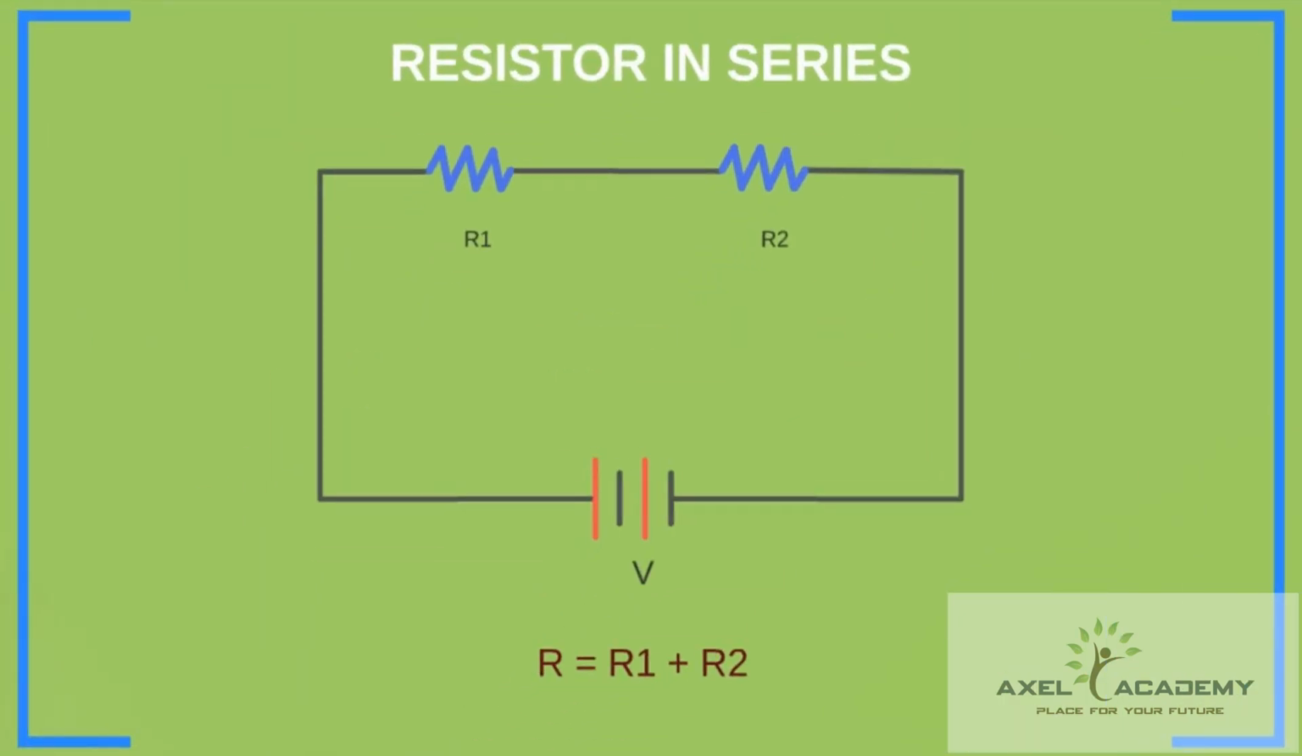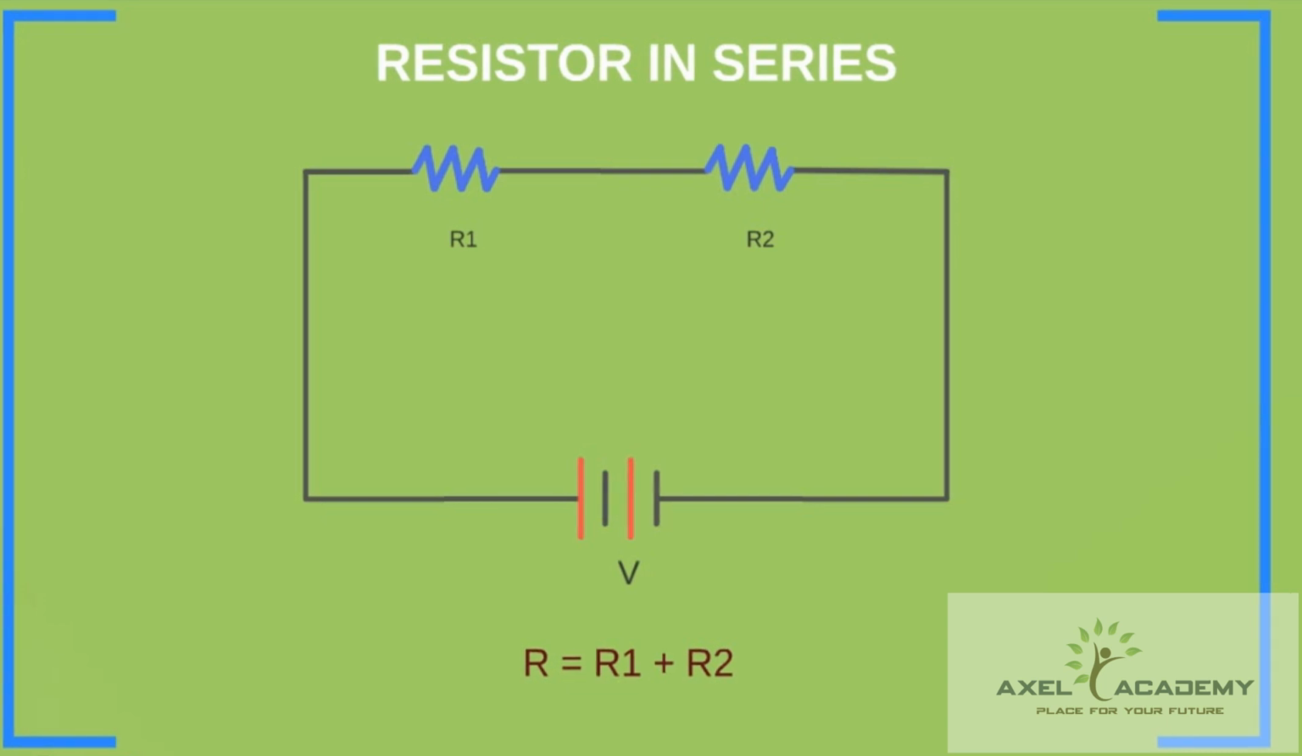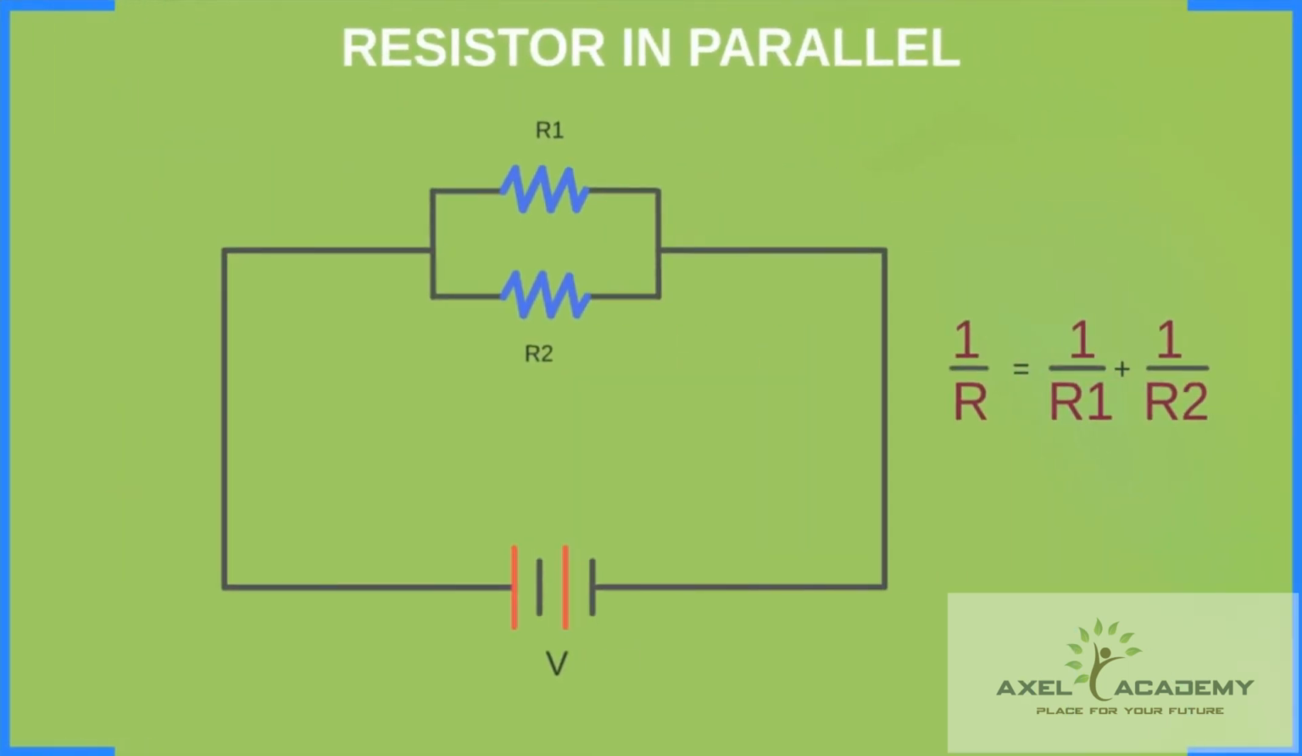Resistors in series. When the resistors are chained together in a single line, it is said to be in series connection. When the resistors are connected in series, the total resistance in the circuit will be equal to the sum of the individual resistance.